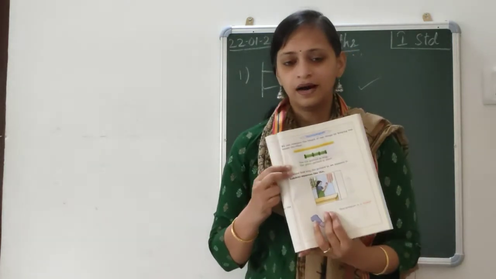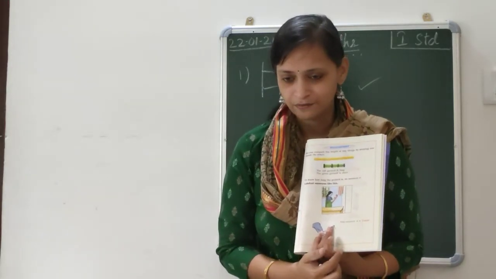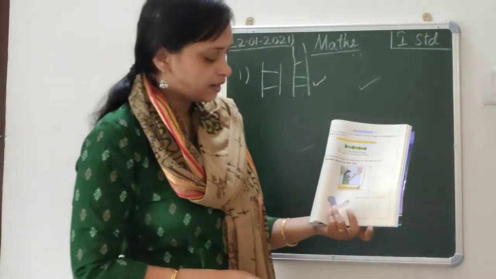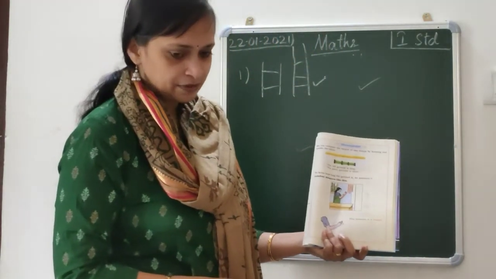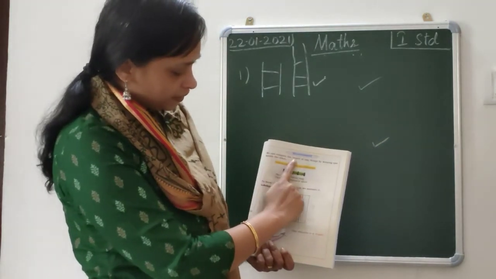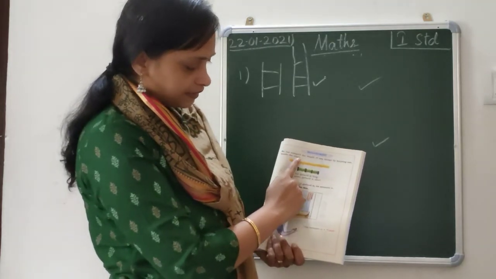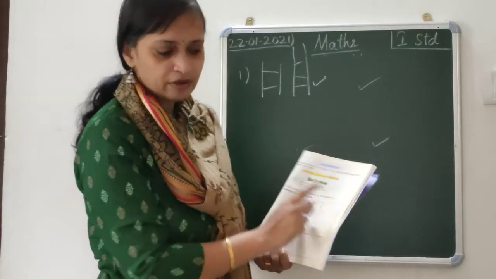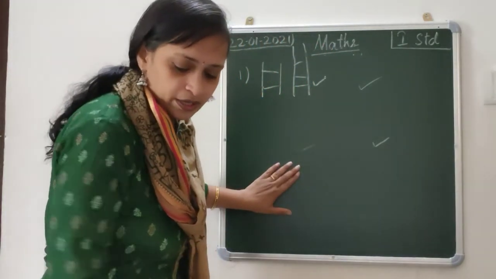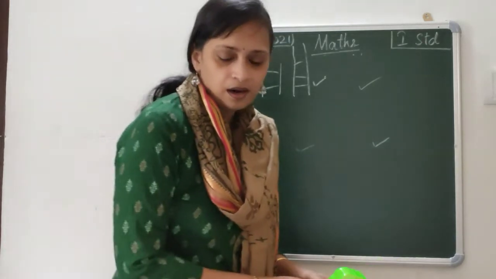Now turn your book to page number 177. Turn your book to page number 177. Now see here, we can compare the length of two things by keeping one beside the other. For example, if I want to measure this board, how can I measure? How can I measure?